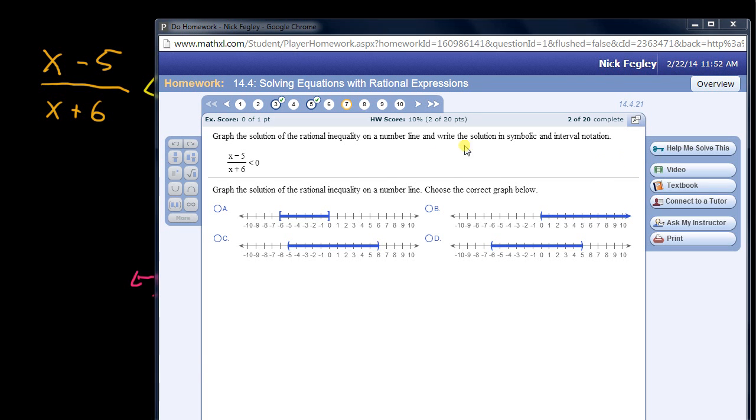Alright, here's a new problem. This one involves an inequality as opposed to the equality from the last one. But we have (x - 5)/(x + 6) < 0.